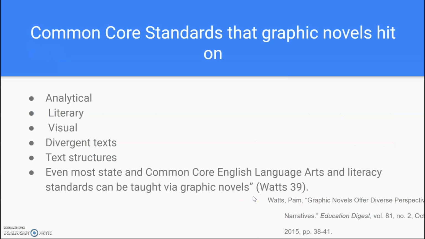Some Common Core standards that graphic novels hit on are analytical, literary, visual, and divergent text structures. Even most state standards and Common Core English language arts and literacy standards can be taught via graphic novels, hinting that many of the graphic novels teachers are teaching their students are going to have them focus on analyzing the text, and analyzing the pictures and the visual aspects of it.